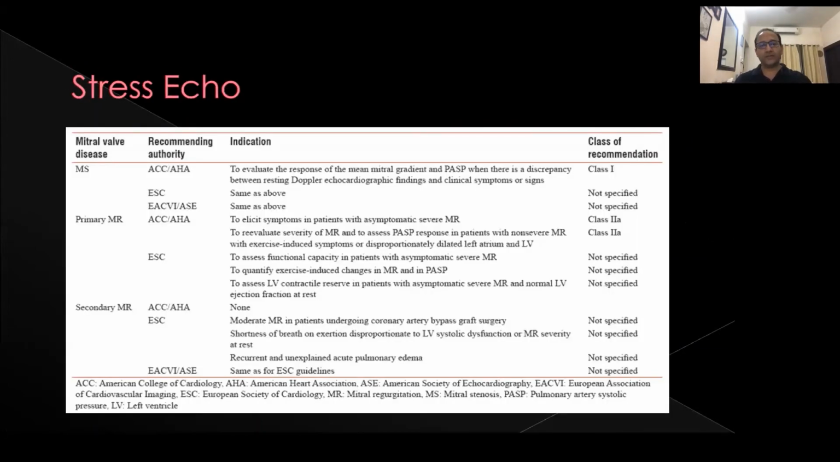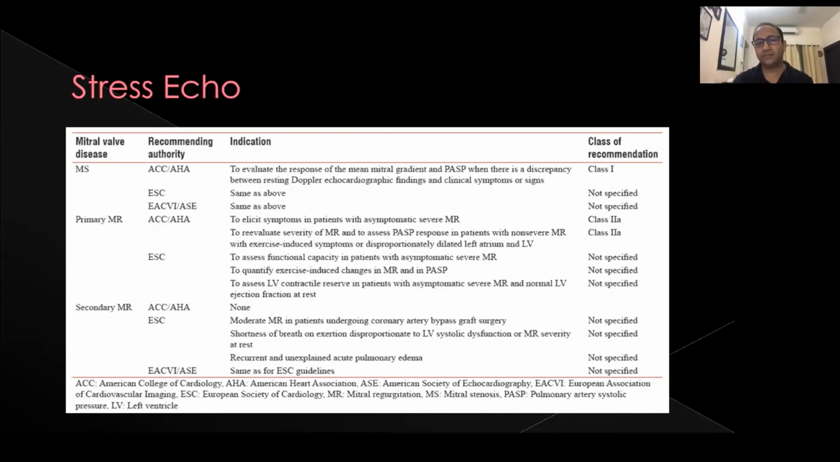The last word about stress echo: it is again a very good modality. It is a class 1 indication in ACC guidelines to evaluate the response of the mean mitral gradient and PA pressures when there is a discrepancy between resting Doppler echo findings and the clinical symptoms. So you may find that the patient's symptoms are significant when he's walking, but when you're actually doing a Doppler study, the mitral valve area may be 1.4, 1.3.